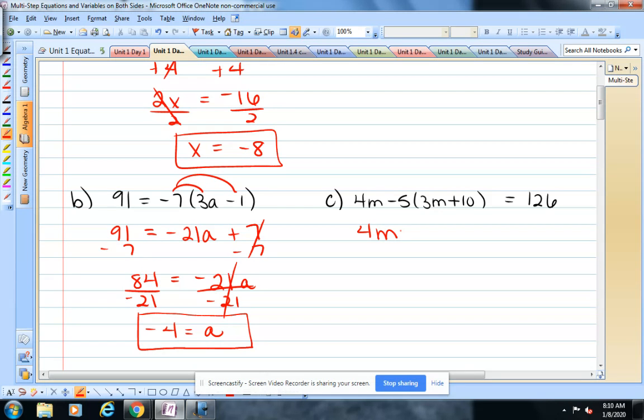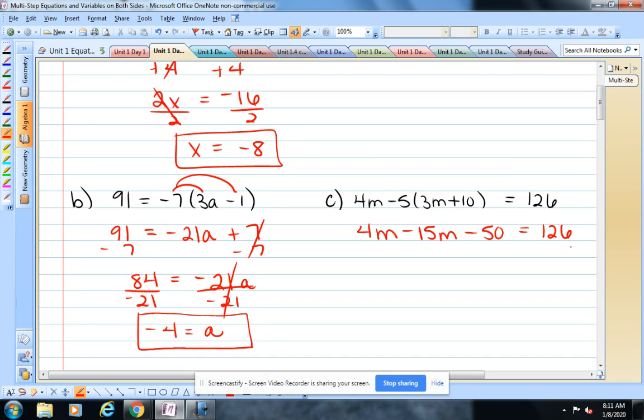And what am I distributing? Negative 5 into this parentheses. Now, it's not just positive 5, y'all. It's negative 5. So when I multiply all my terms, do it times negative 5, okay? So what's negative 5 times 3m? Negative 15m. And what's negative 5 times 10? Negative 50. And then equals 126. So any questions about distributing there?